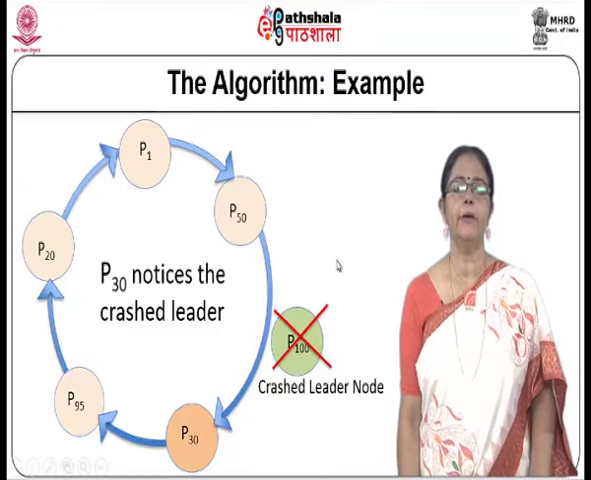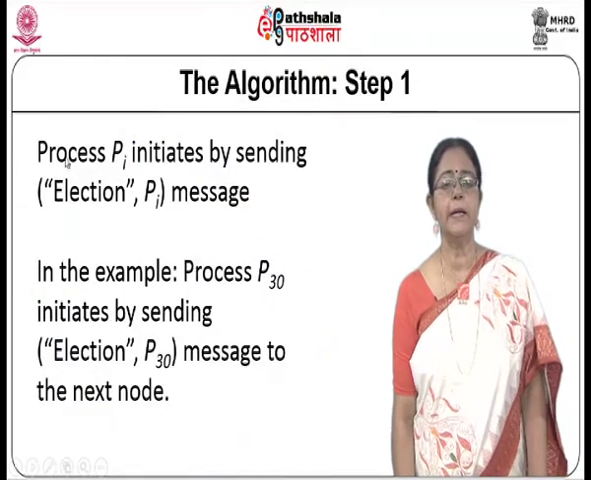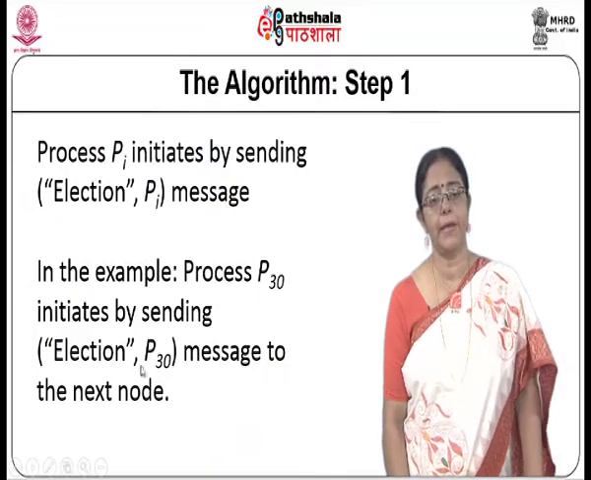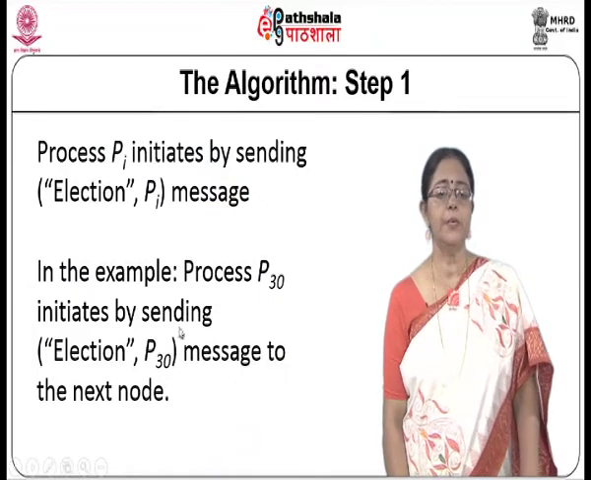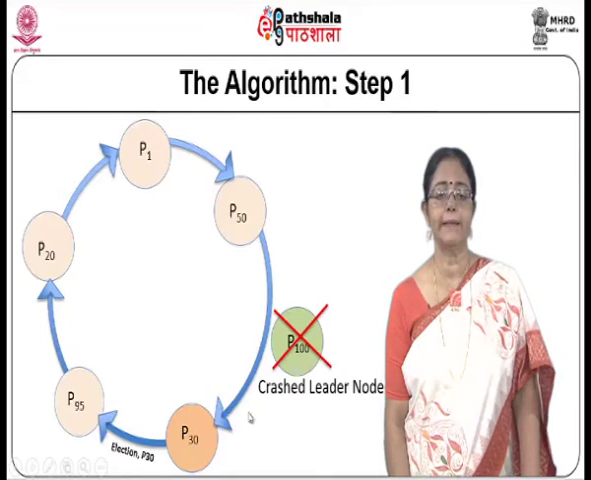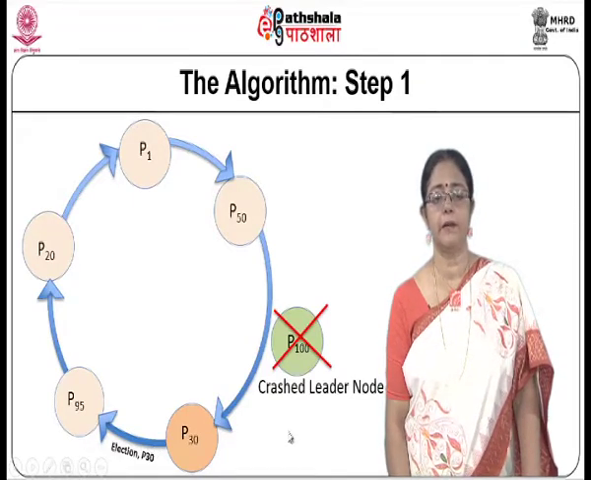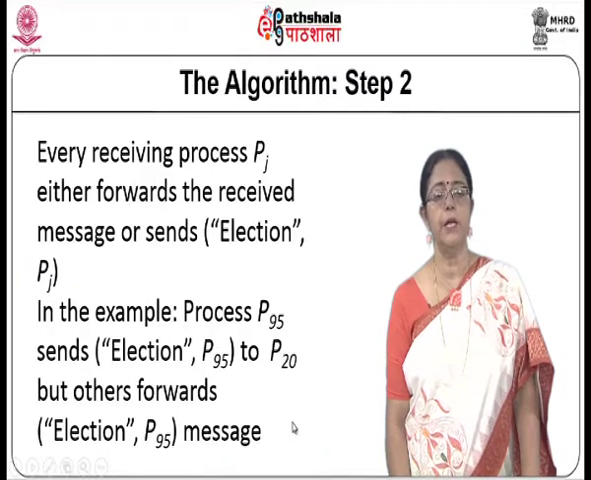So, what will it do? According to step 1, we are supposed to initiate by saying election, comma, Pi. In our example, we say election, comma, P30. So, P30 sends a message election, comma, P30 to the next node.